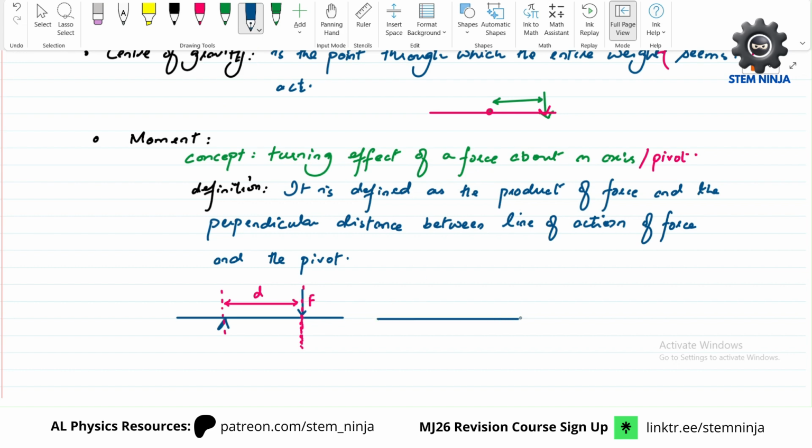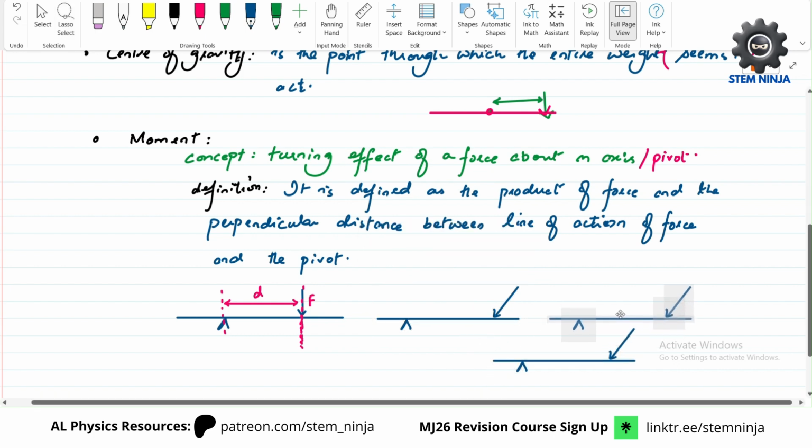For example, this is the pivot, and maybe the force is acting this way. In that case, how would we find it? What we need is the perpendicular distance to the line of action of force. We can do it two ways. I will copy it just to show you the difference between them. The result would be identical.